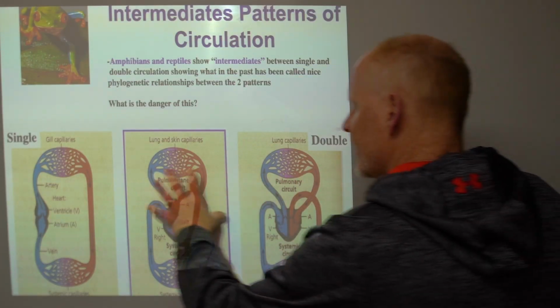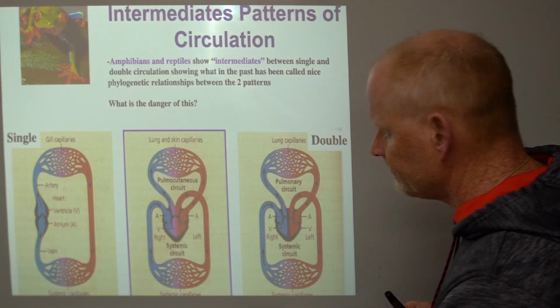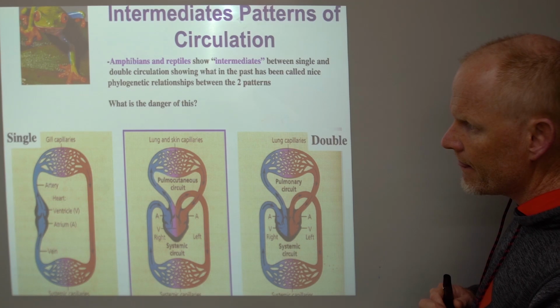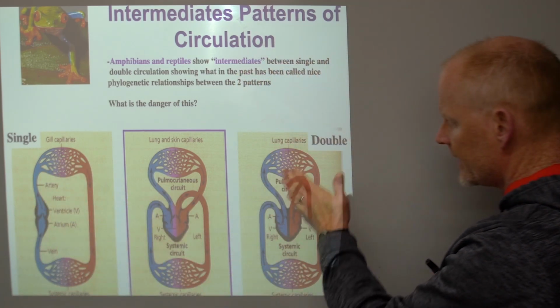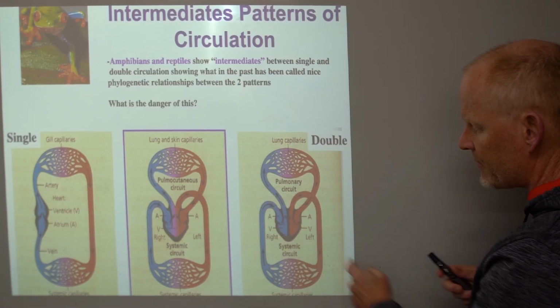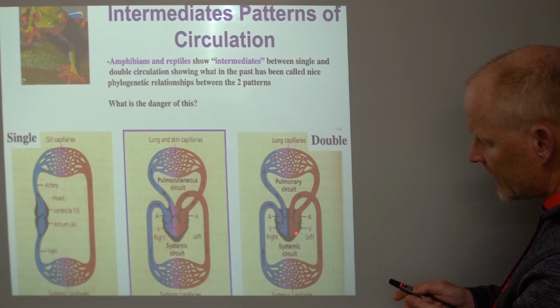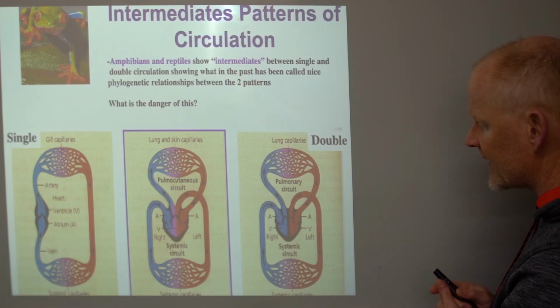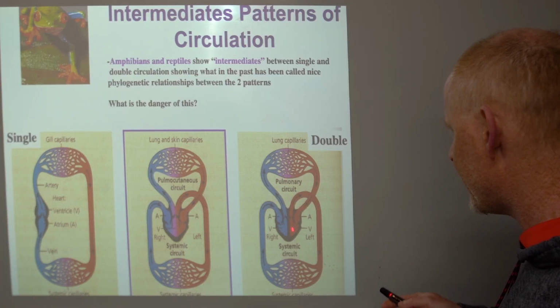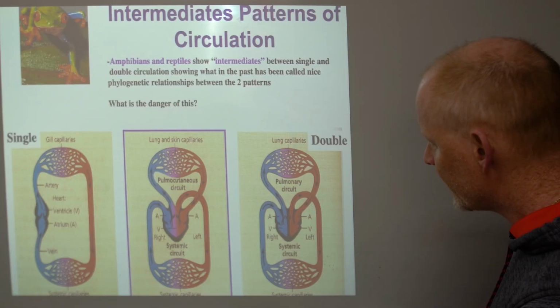So I like this image here. This image shows your three major patterns. Here's your single loop. Here's your double loop with your two separated pumps, if you will, of the heart. So notice the deoxygenated blood never mixes with the oxygenated blood on the left side of the heart. So the right and left sides are completely separated by a septum.